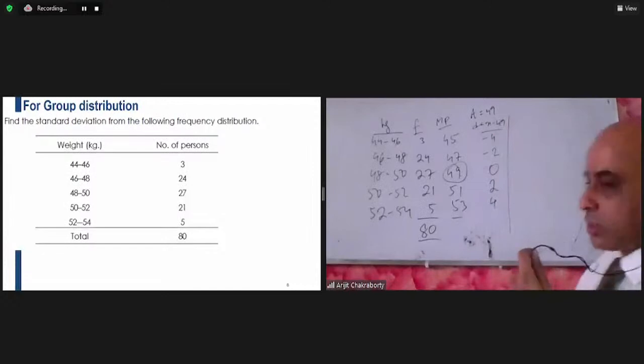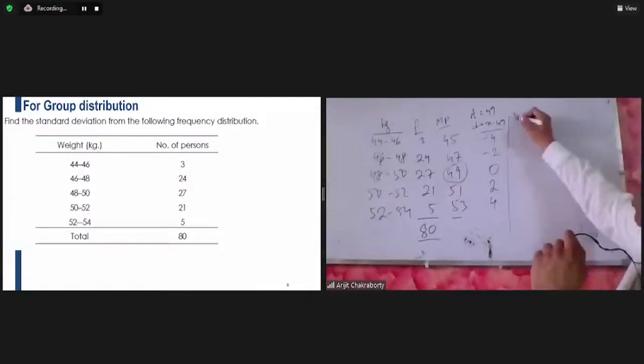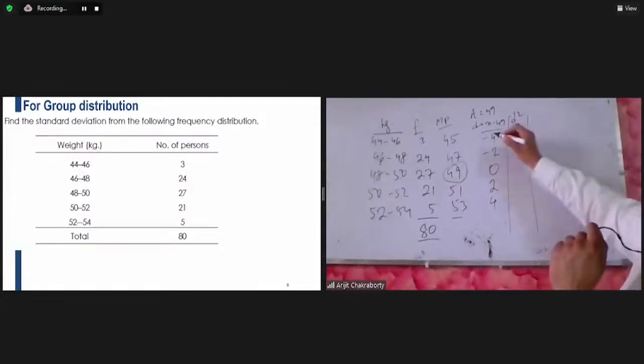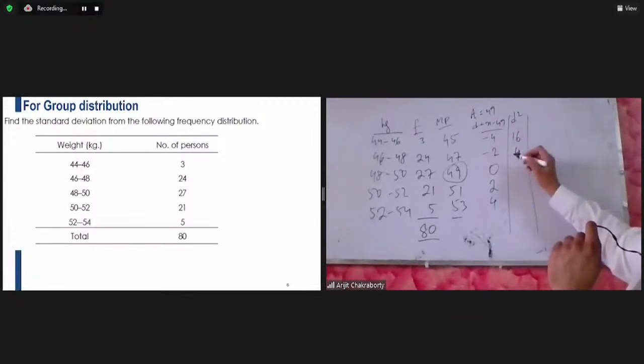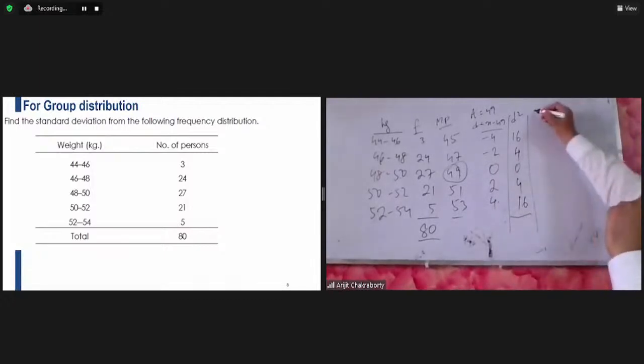So D we have got. Now we will try to get FD. First let us take D square. We can do it in one step. 4 and 4, 16. 2 into 2 is 4. 0 into 0 is 0. 2 into 2 is 4. 4 into 4 is 16. So D square we have got. But we have to find FD, and now we will find FD square.